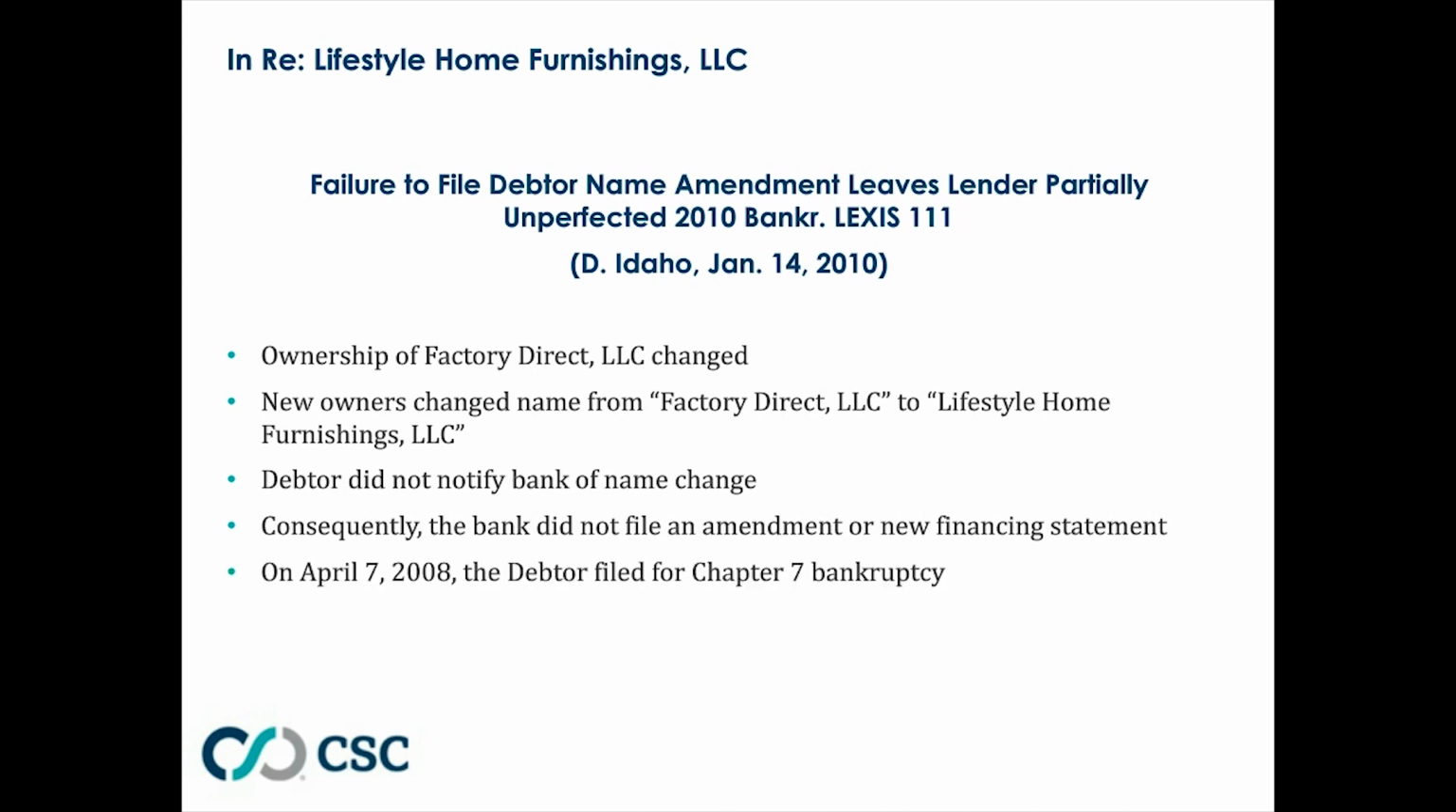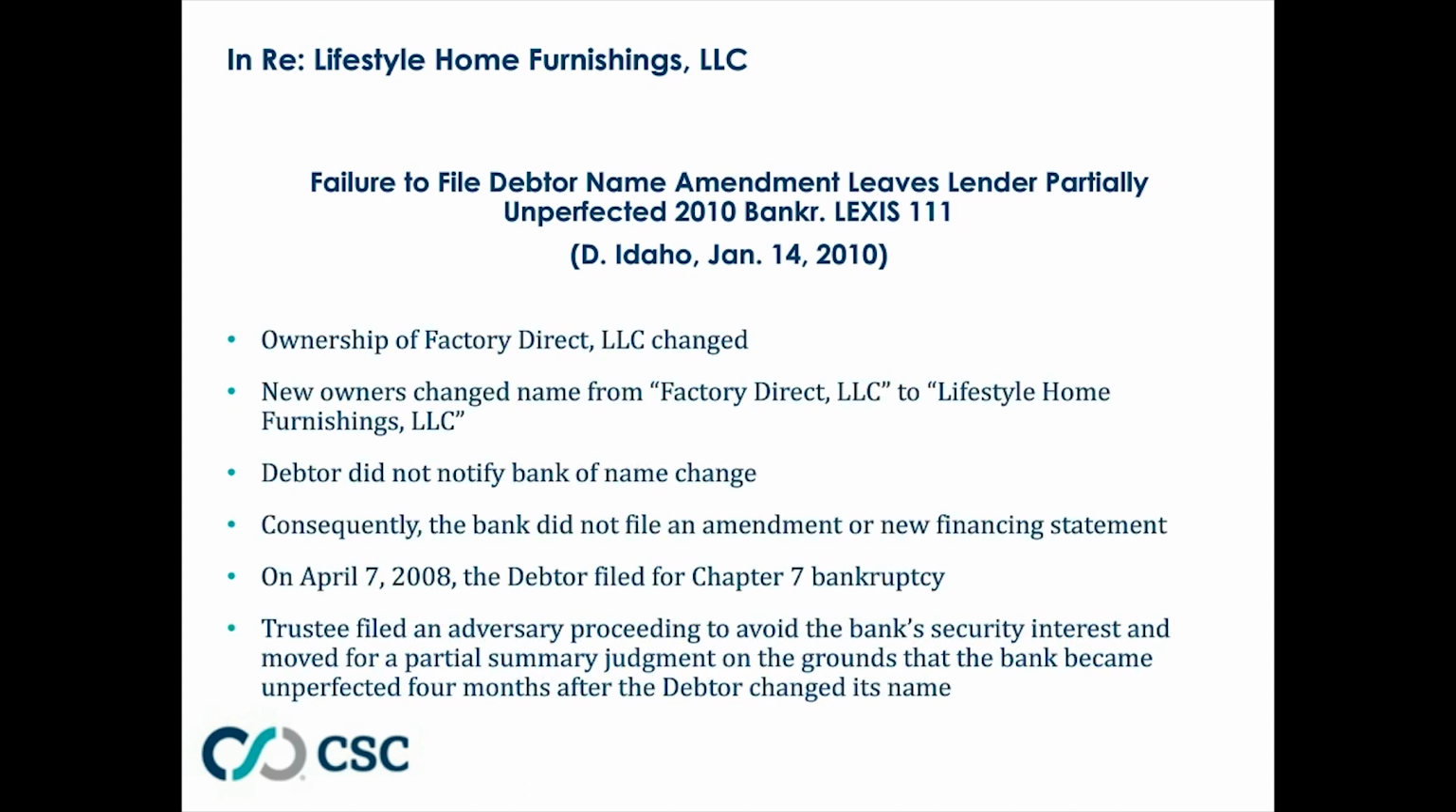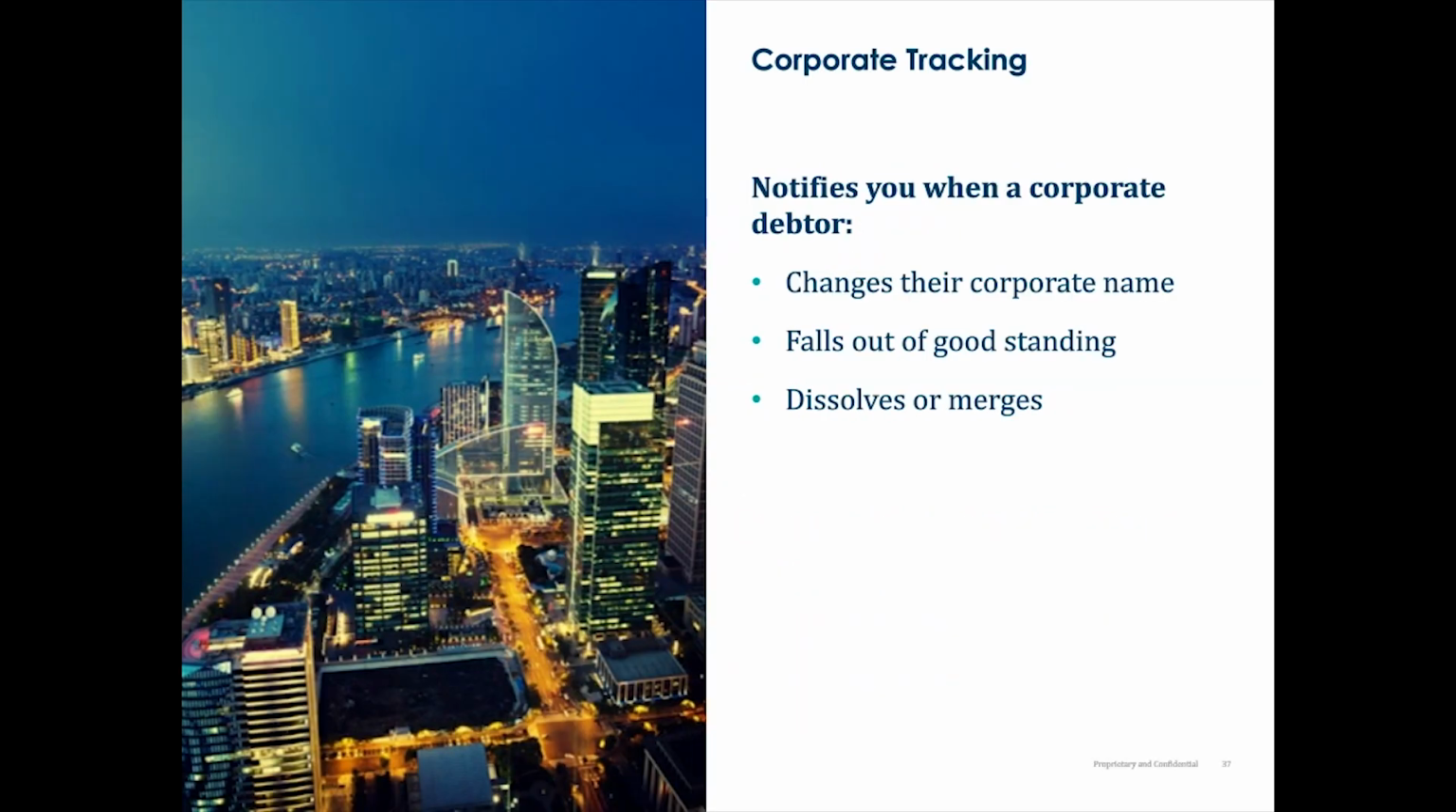So then on April 7th of 2008, the debtor filed for Chapter 7 bankruptcy, and then a trustee filed an adversary proceeding to avoid the bank's security interest and move for a partial summary judgment on the grounds that the bank became unperfected 4 months after the debtor changed his name. So that right there is a very good example of our corporate tracking.